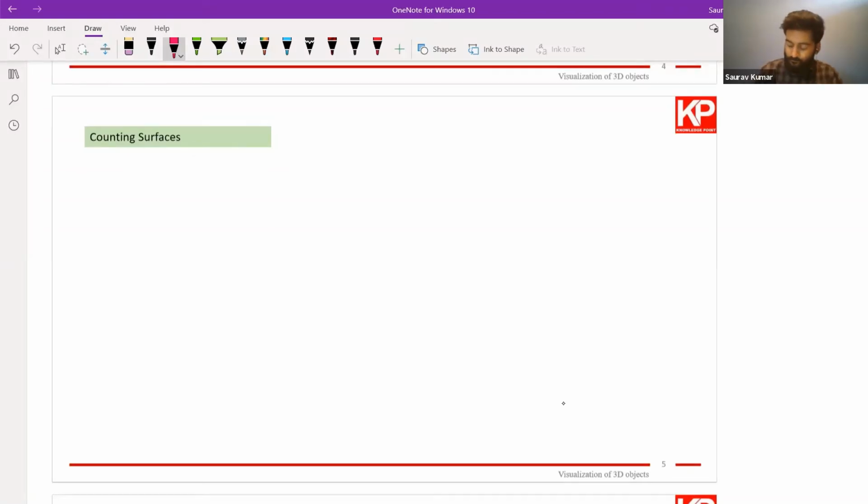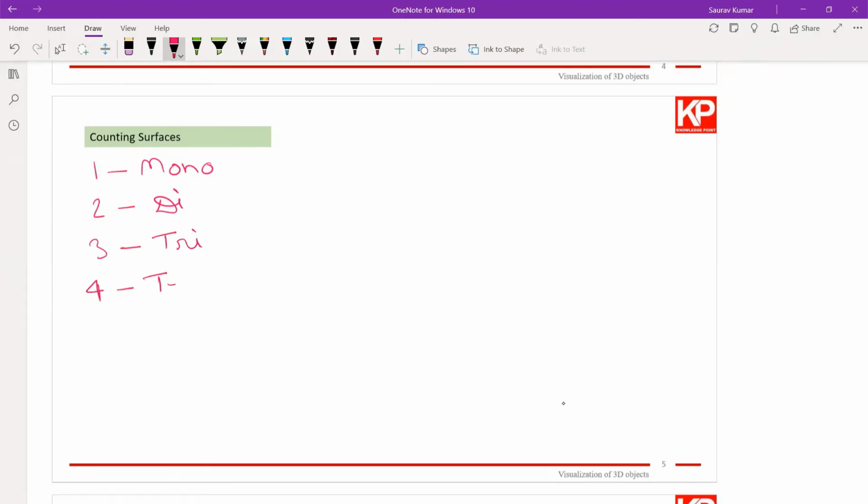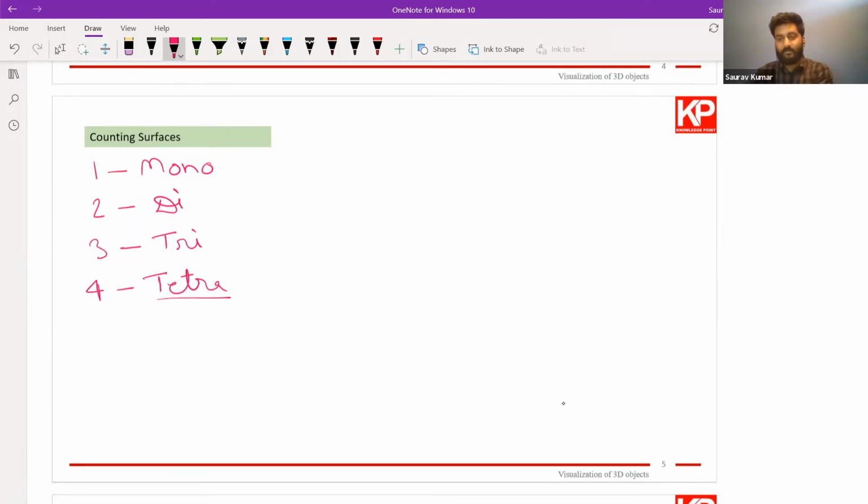names. So you can also take notes of it: 1 is mono, 2 would be di. These are basically the prefixes. 3 is tri, 4 is tetra. So we had the tetra and then we had the hedron, that 3D part.